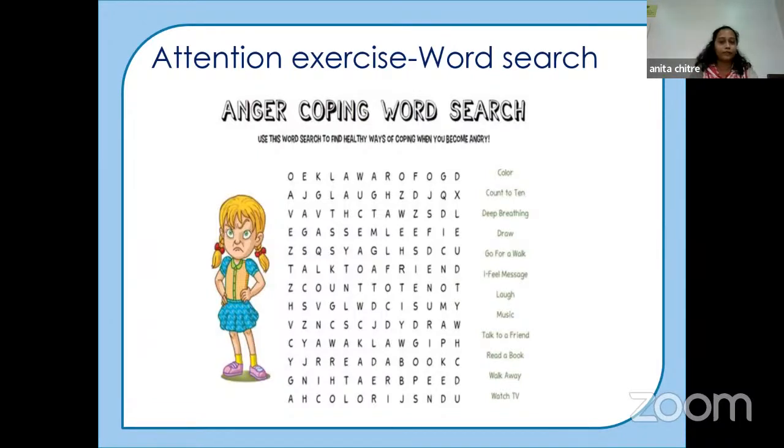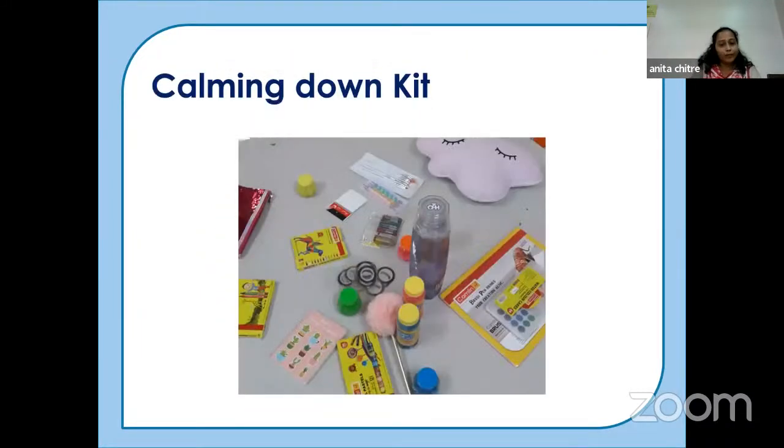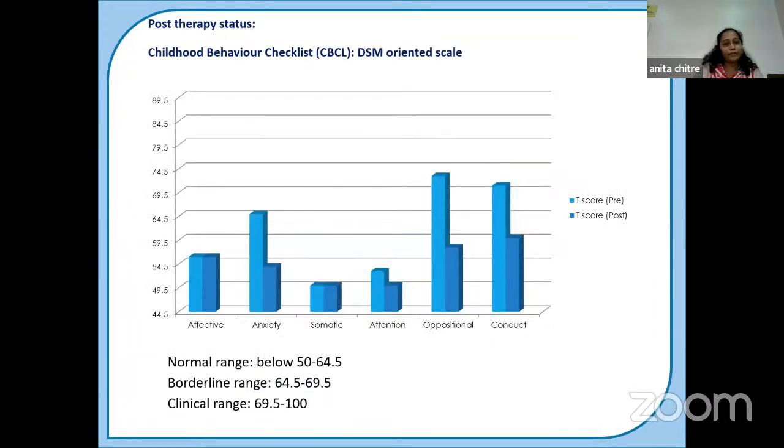So we not only give this exercise, we also talk about it. What do you mean by deep breathing? Can you show how you breathe? Drawing, what can you do? What are I-feel messages? You need to create messages where you say, I'm feeling this way because of this, and I need this. So we help them to generate these kinds of techniques themselves. There's a calming down kit we use with kids. They have to create this calming down kit, so when they are very angry or upset, they can keep a small bag and use it.